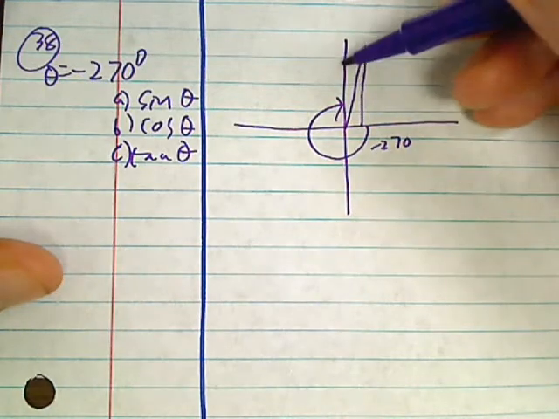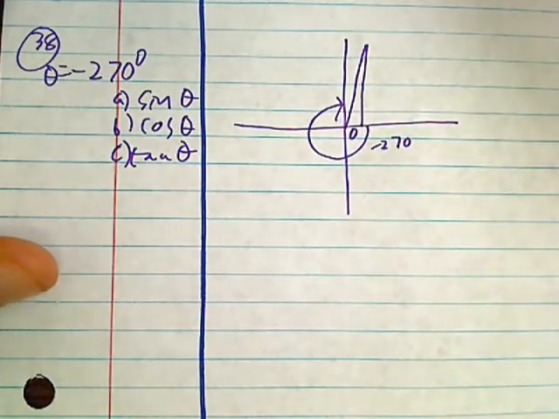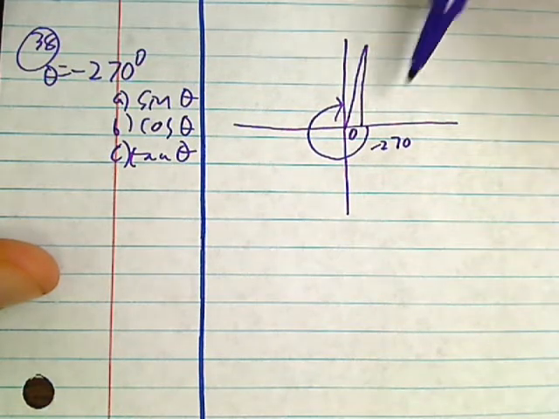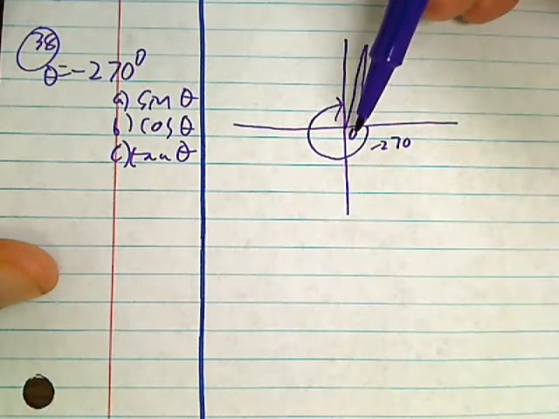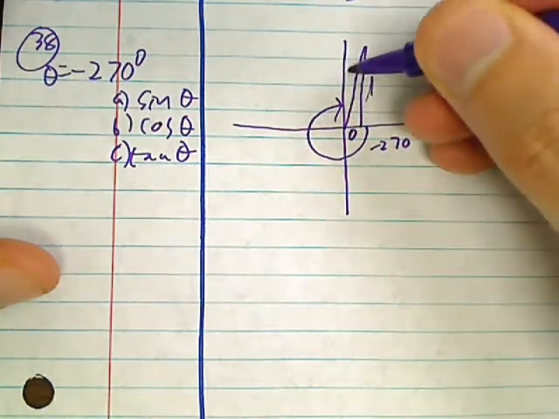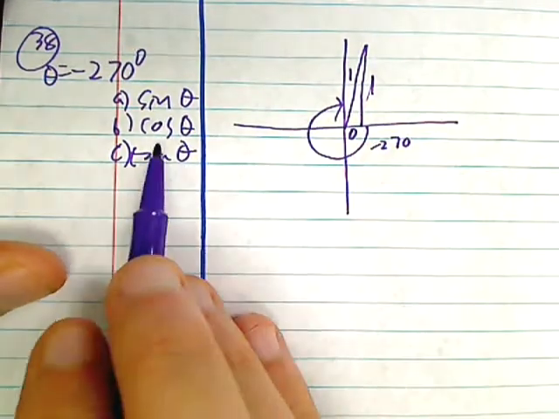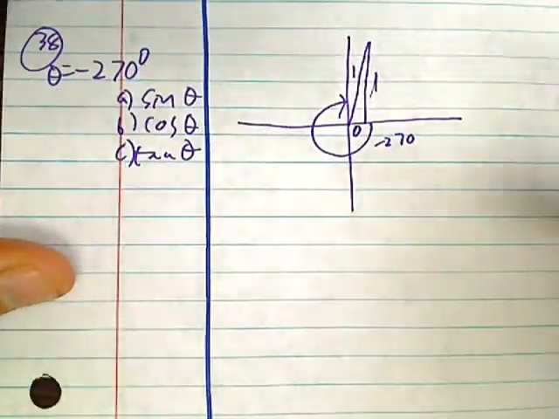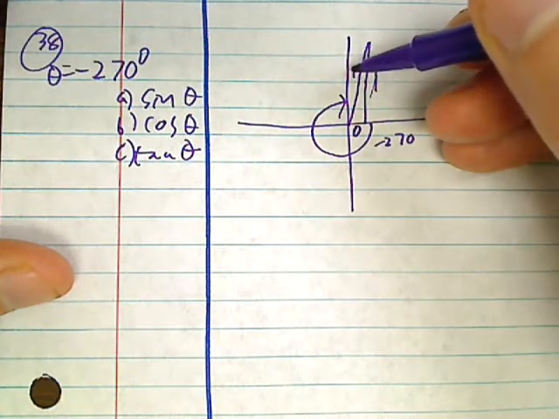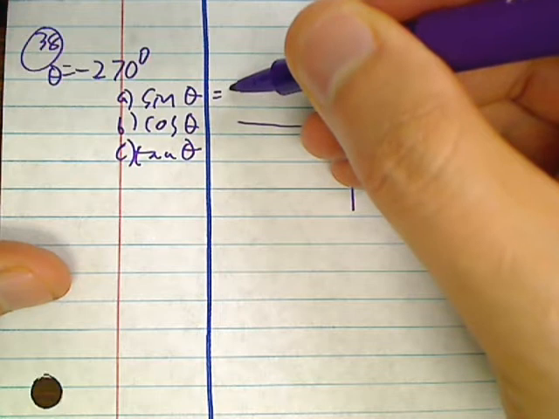Now, this is really right on the line. So this side down here is 0. Okay, so you can see I'm just kind of faking a triangle here. The side right here is 0. And then what are the other two sides? Well, 0, 1, and 1. So the sine of negative 270, that's opposite over the hypotenuse. Opposite is 1 over the hypotenuse is 1, so that would be 1 over 1 is 1.